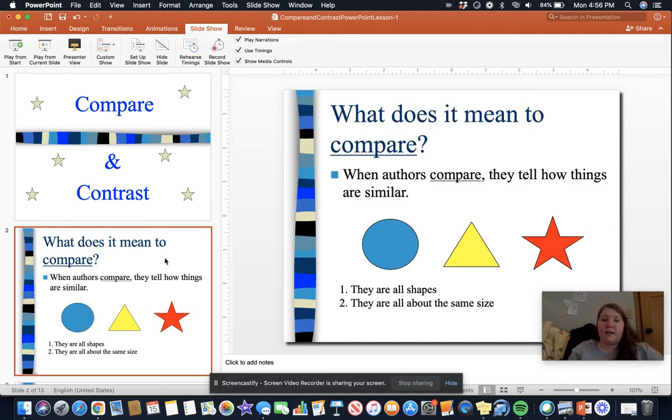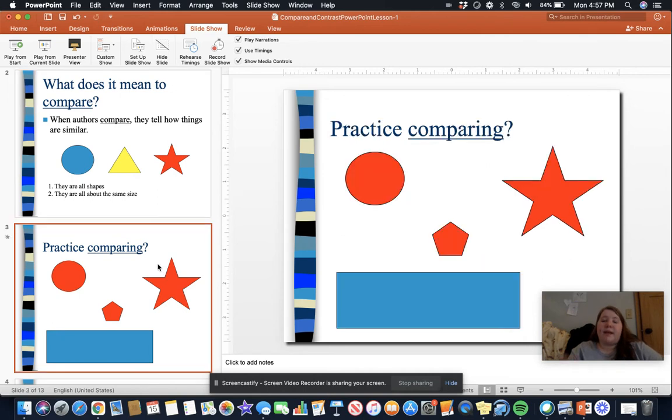So when we are comparing objects, stories, books, whatever, it means that we are telling how the things are similar, how they're the same. So we can look at these three objects here and compare them. We can see that they're all shapes and that they're all about the same size. So we are noticing things that are the same about them. So go ahead, take some time, see if you can find anything that would help you compare the shapes.